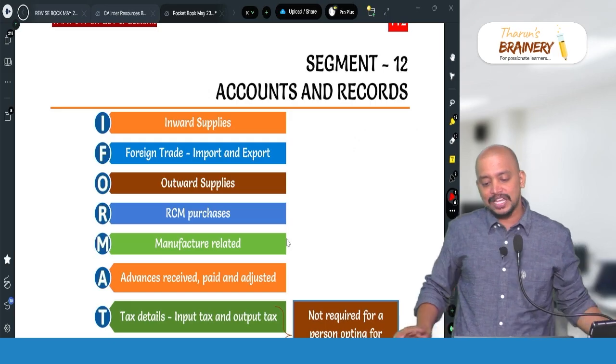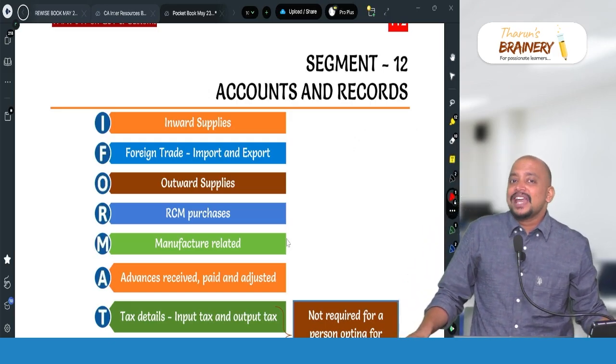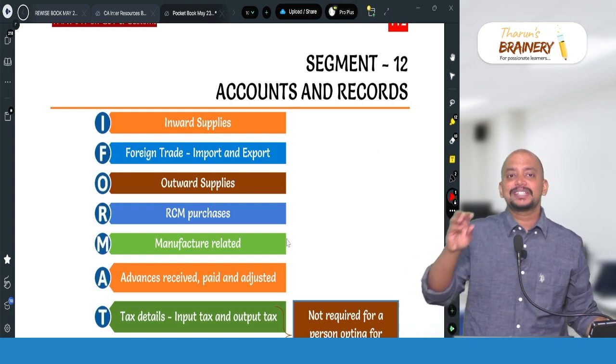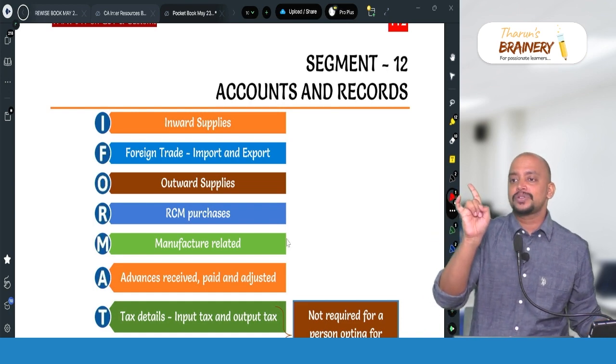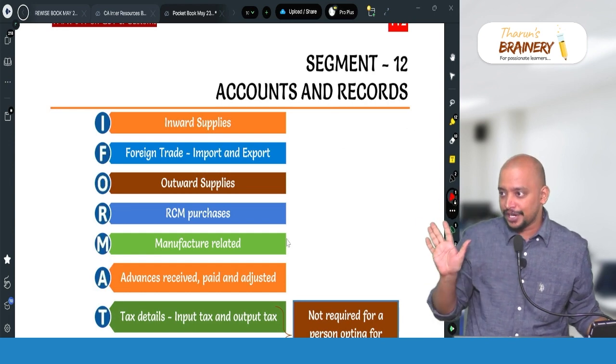So look into segment 12, accounts and records. What are the various accounts and records to be maintained by a registered person? As per section 35, only two sections are there. Section 35, what are the accounts and records to be maintained? Section 36, what is the period for which accounts and records are to be maintained?